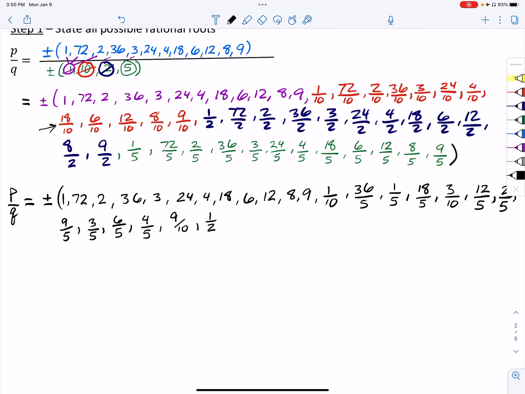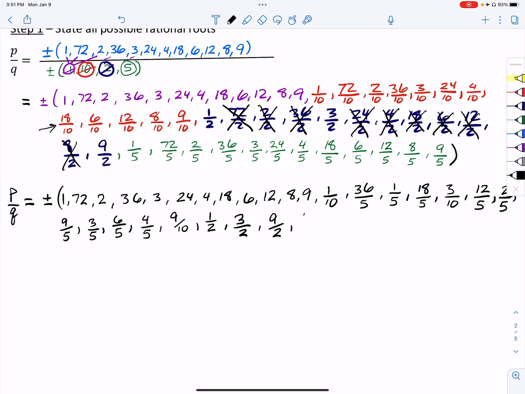Okay, 72 halves is 36. So there's the first thing I can cross out. That's a redundancy. 2 halves also reduces to 1, so that's redundant. 36 halves, that's just 18. 3 halves, that's going to add to our list. 24 halves, that's 12, so no need to duplicate. 4 halves, also a duplicate. 18 halves, that's 9 again. 6 halves, 12 halves, duplicate, duplicate. 8 halves. 9 halves, I think, is a new one, so I'll put that down.